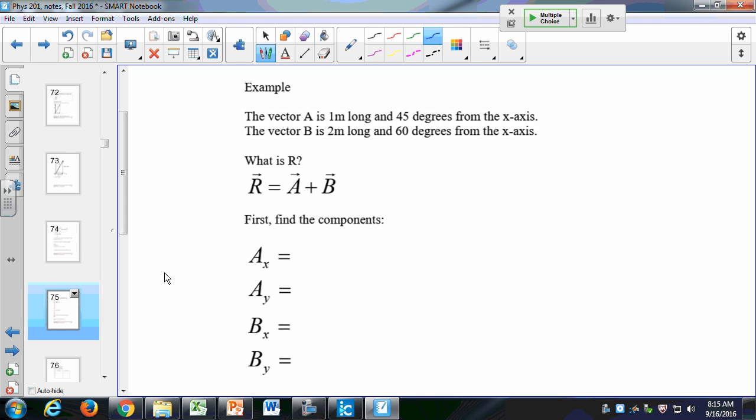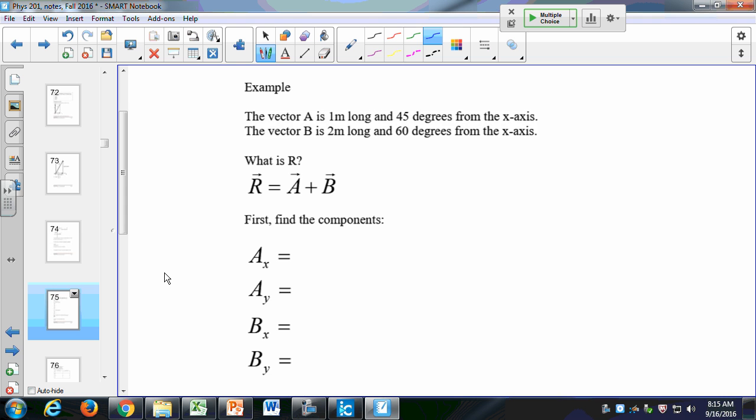All right, so vector A is 1 meter long. Anytime I have a vector, I need a magnitude and a direction. And it was 45 degrees from the plus x, I think, right? Is that right? Okay. And then vector B is 2 meters long and 60 degrees. And that's also from the positive x. We'll see that our angles can be from any axis at all, but the default is to measure it from the positive x.